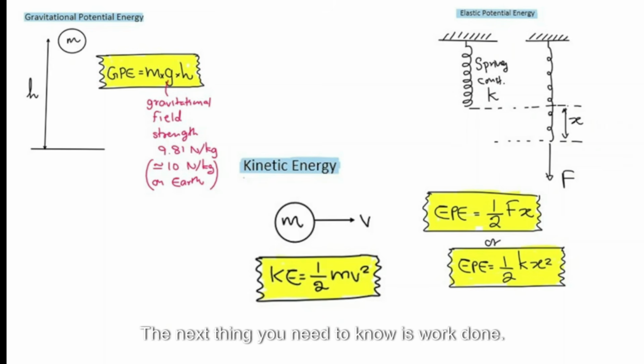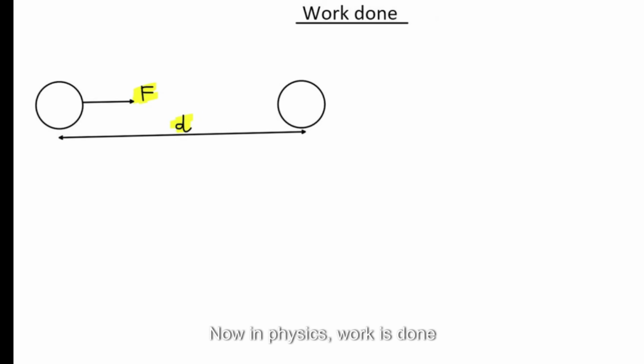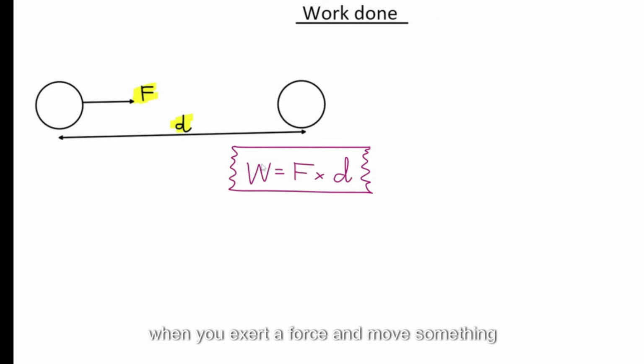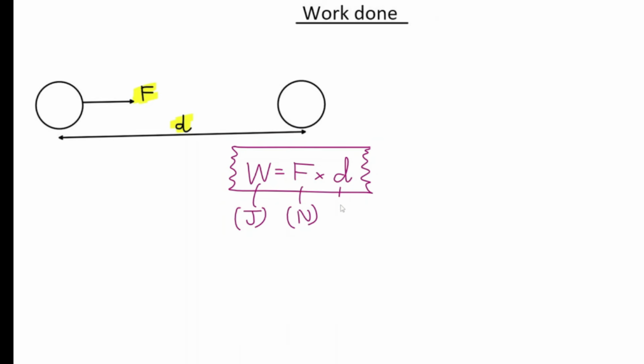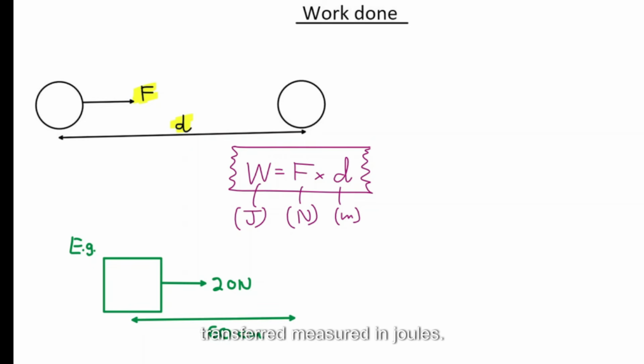The next thing you need to know is work done. Now in physics, work is done when you exert a force and move something through a distance. And we can use the formula: work done is equal to force multiplied by distance moved in the direction of the force. Obviously work is the same as energy transferred, measured in joules. Force is measured in newtons. The distance is measured in meters. Imagine you exert a force of 20 newtons and move an object through a distance of 60 centimeters. So what is the work done? The answer is 12 joules.